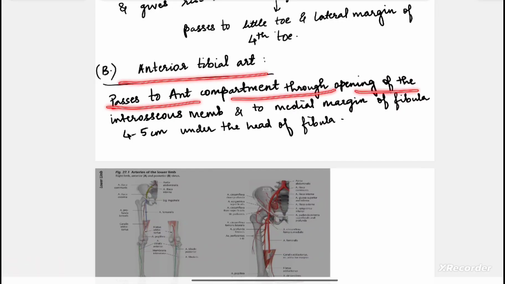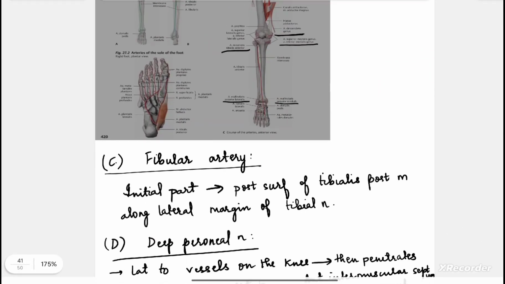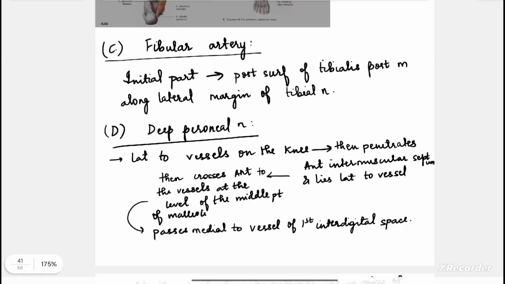It passes to the anterior compartment through the opening of the interosseous membrane, at the medial margin of the fibula, 4 to 5 cm under the head of the fibula. Fibular artery: the initial part lies on the posterior surface of tibialis posterior muscle, along the lateral margin of the tibial nerve.